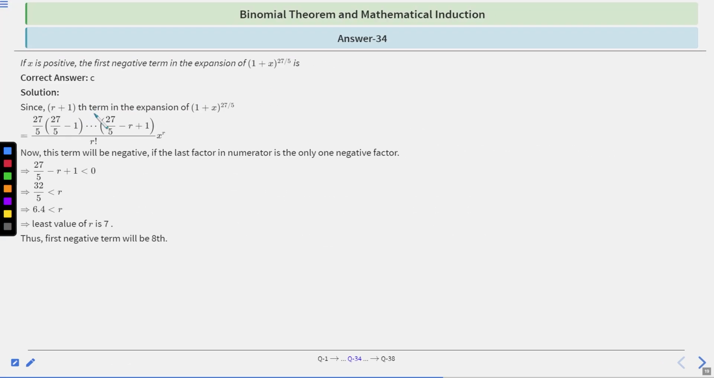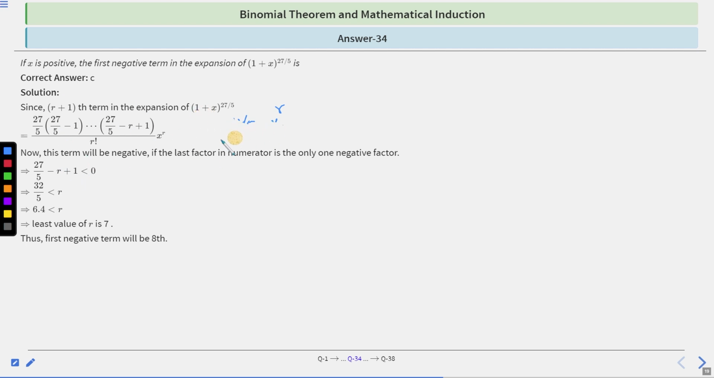See, the (r plus 1)th term in the expansion of (1 plus x) to the power 27 by 5 can be written as T(r plus 1), which can be written as 27 by 5 into (27 by 5 minus 1) till (27 by 5 minus r plus 1) upon r factorial, right? Clear? It is 27 by 5 Cr x to the power r, right? So 27 by 5 Cr can be written as this.